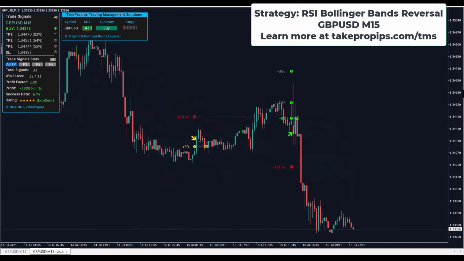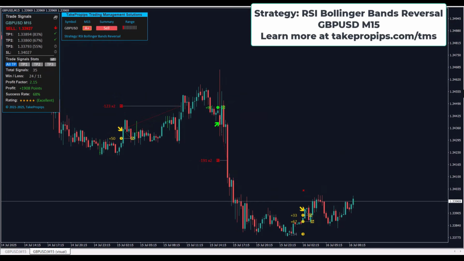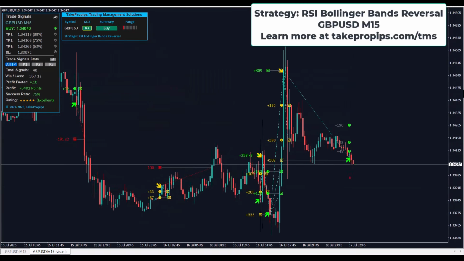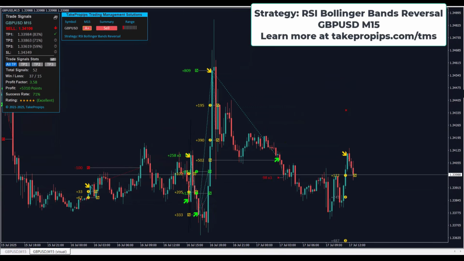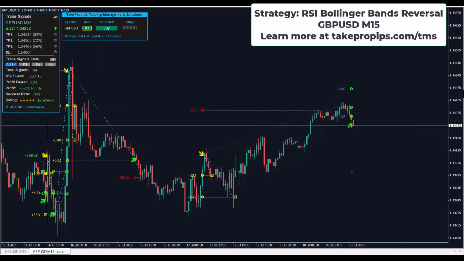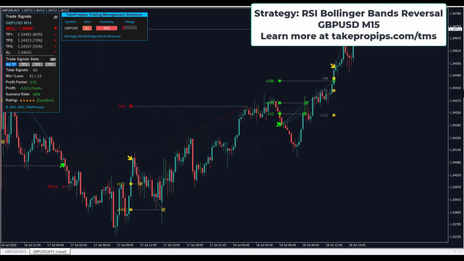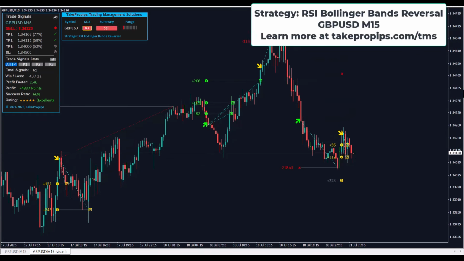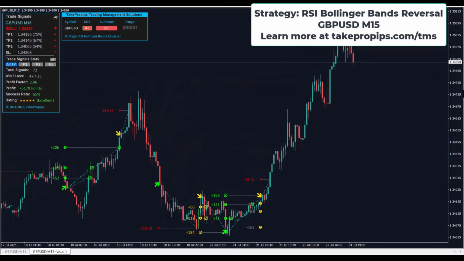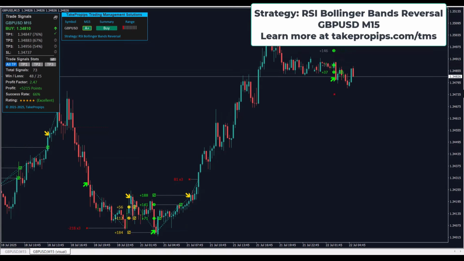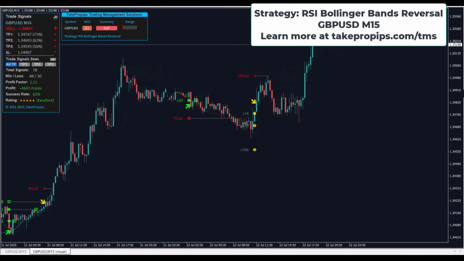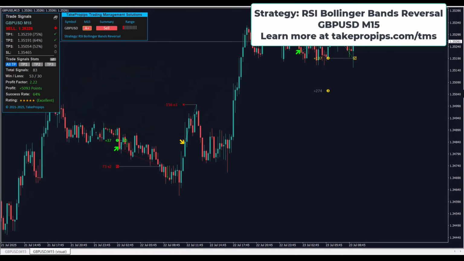The RSI, or Relative Strength Index, measures momentum and helps identify when the market is overbought or oversold. When RSI shows low values, it suggests selling pressure may be exhausted, and when it shows high values, buying pressure may be fading. Bollinger Bands, on the other hand, measure volatility and create dynamic upper and lower bands around price. When price pushes into these outer bands, it signals that price is stretched away from its average and could be ready for a pullback. Here is how the strategy works in simple terms.